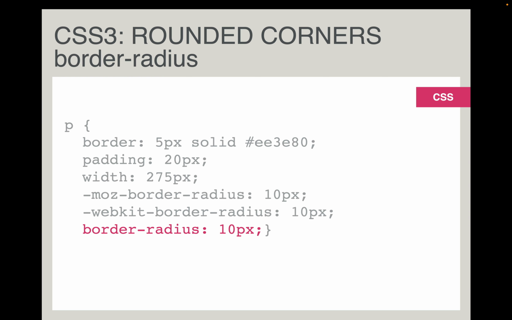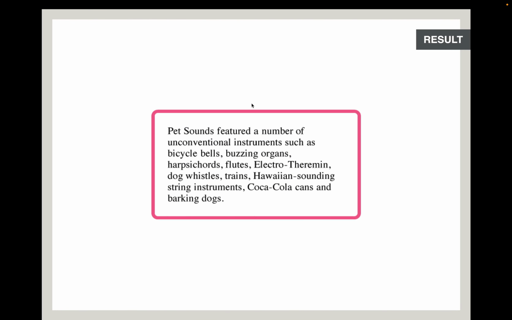This radius, that radius right there, that's what you're specifying. So if it's a big number, it's a big circle. If it's a small number, it's a small circle, in which case you'd have a much smaller corner. Does that make sense? So, boom. Rounded corners. Amazing.